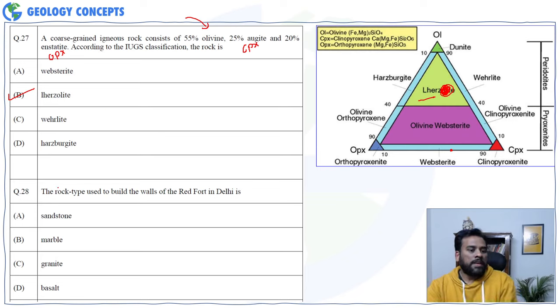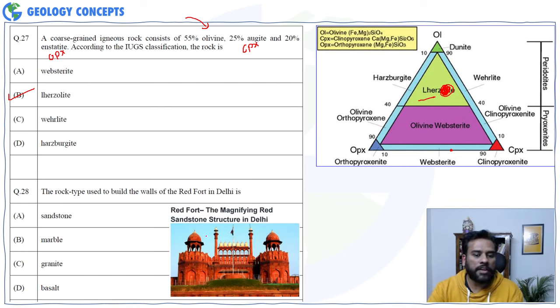Okay, the rock type used to build the walls of Red Fort in Delhi is a sandstone which is used, right? Red Fort is a red sandstone that is used, right? So A will be the correct option, red sandstone.